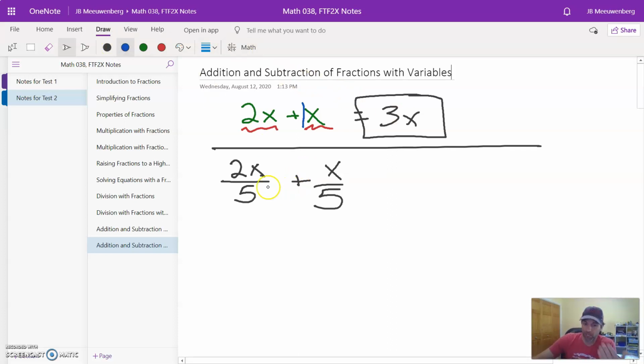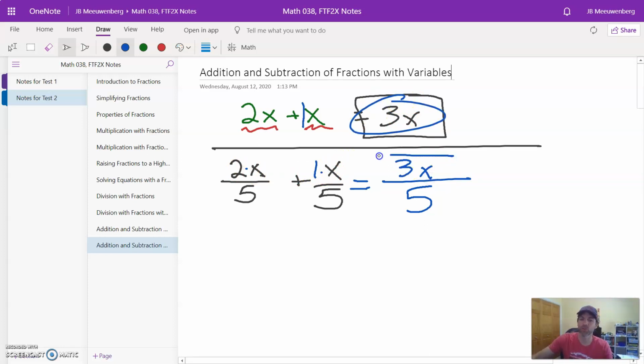So when we add fractions, the denominators have to be the same. And they are, 5 and 5. So when we add them, it's just counting the number of fifths. How many do we have? Well, we have 2 times x plus 1 times x. 2x plus 1x is 3x. We just add the numerators. 3x over 5.